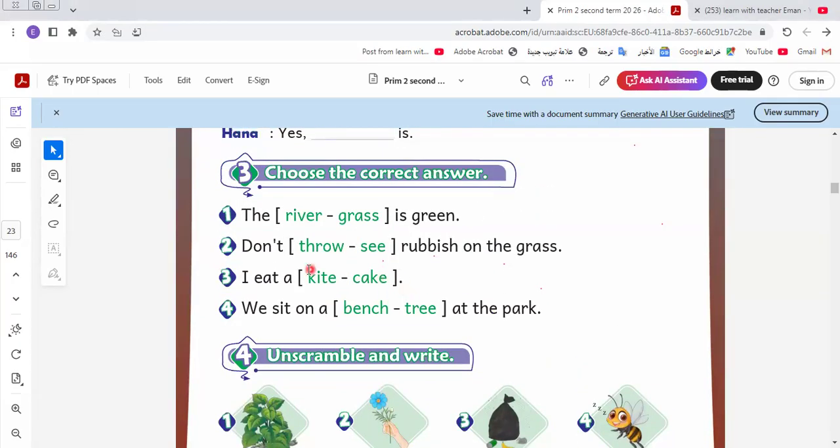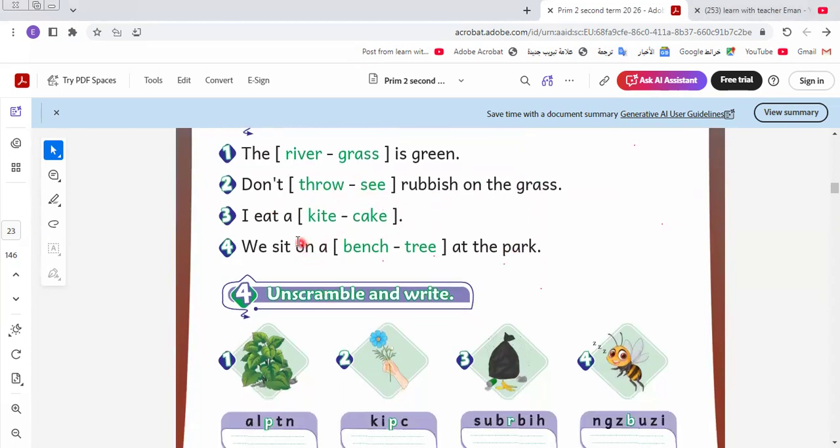Let's go to another one. Don't throw rubbish on the grass. Don't throw, clever pupils. I eat a space. I eat a cake. Can anyone eat a kite? It's funny. I eat a cake, not a kite. I think it's funny to do so.